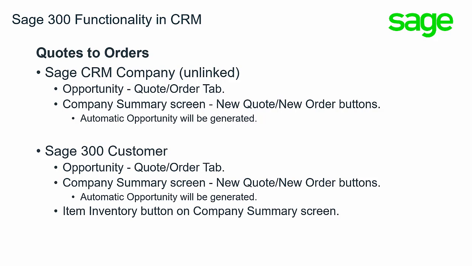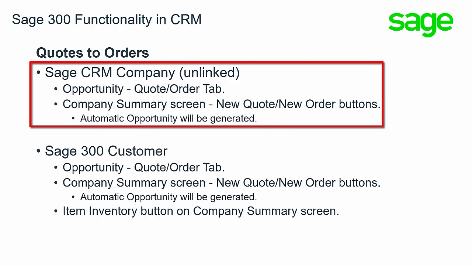You can do this in a couple of different ways. For unlinked CRM companies, you can create a quote or order from an opportunity. Just create an opportunity like normal, and when you're ready to create a quote or order, navigate to the quote or order tab on that opportunity. This would usually launch the basic CRM functionality, but with the 300 CRM integration installed, this area is replaced by a Sage 300 web screen that launches and allows us to create a Sage 300 quote or order.